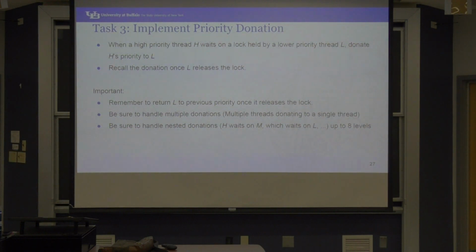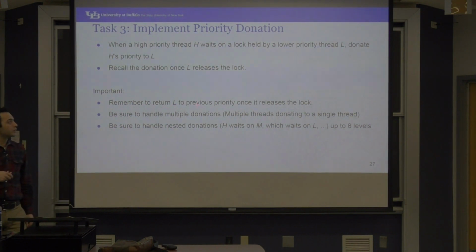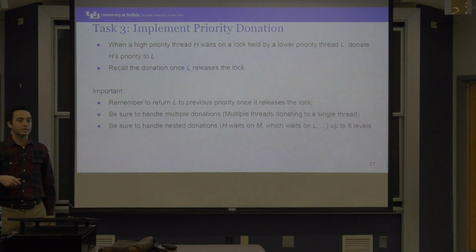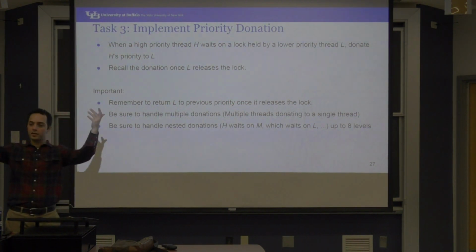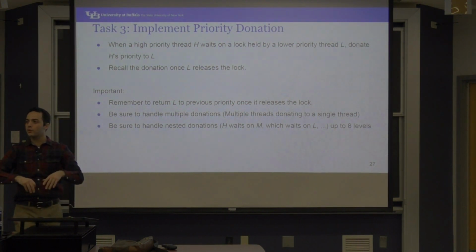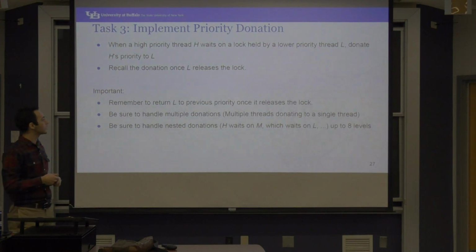So this is something that you need to implement. Now, for implementation, remember to return the lower priority to its previous priority once it releases the lock. If you don't, then you have bumped it up and you left it there. It was originally a lower priority thread, but now you've bumped it up to a high priority. That's what you don't want.